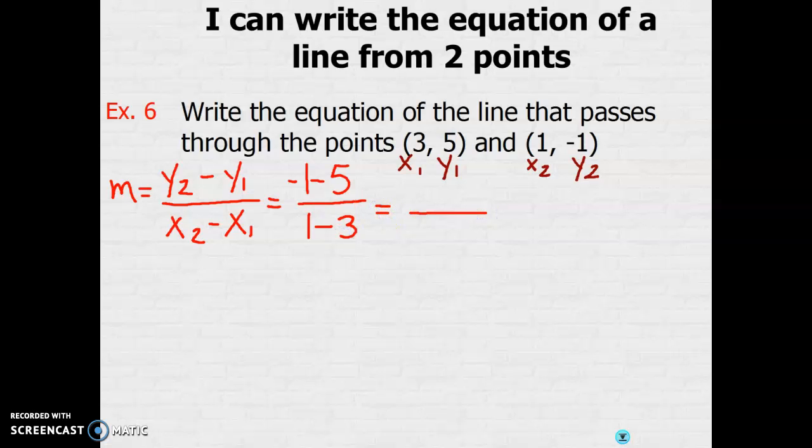Now, we could grab a calculator or just be a little careful here with your integers. -1 minus 5 would give us -6. 1 minus 3 gives me -2, and I know a negative divided by a negative is a positive. So my slope, m, equals 3.